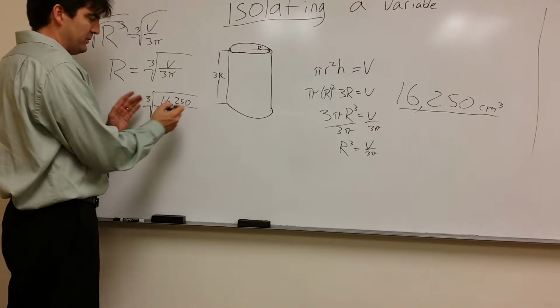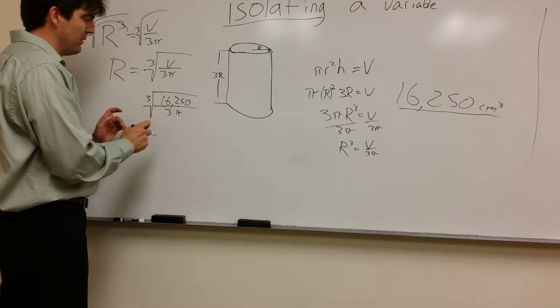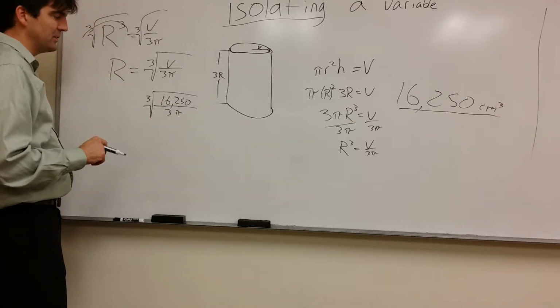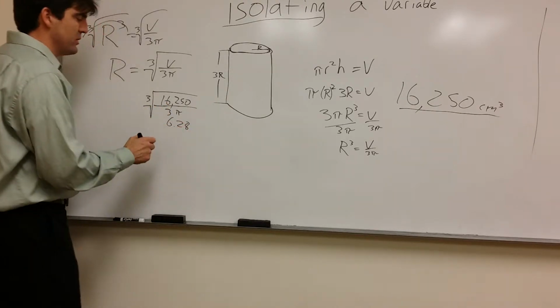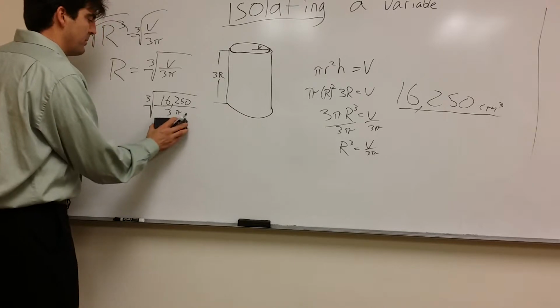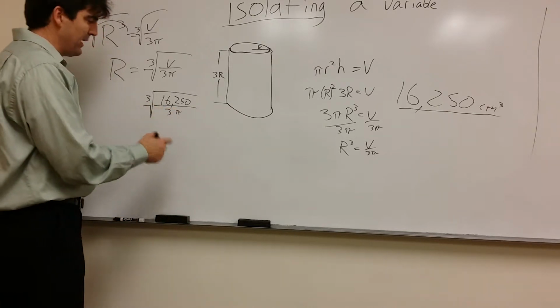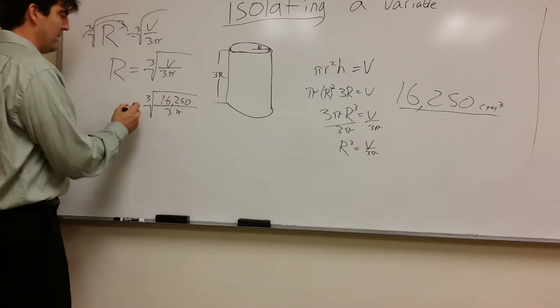You take 16,250 and then divide it by 3 times pi. You might want to multiply these first to make sure your calculator does the order of operations correctly. If it helps you, you could just divide by 6.28. Oh no, it's 3 pi, not 2 pi. Well, anyway, you can work out what 3 pi is, get a number there, do that division, and then hit the cube root button, and that will give you the radius.